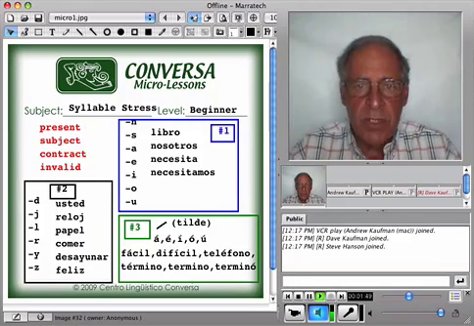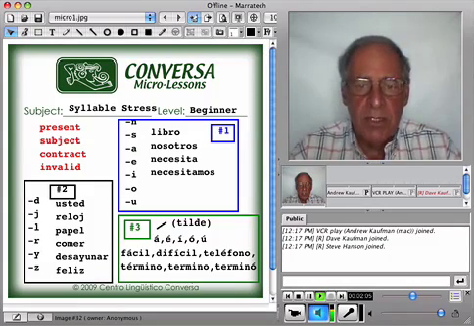Your infinitive words will end in an R and therefore stress the last syllable. That will yield comer, desayunar, etc. And lastly, we have feliz, the word for happy. I didn't mention any words that ended in Y, but they're not very common, so I wouldn't worry about it too much.